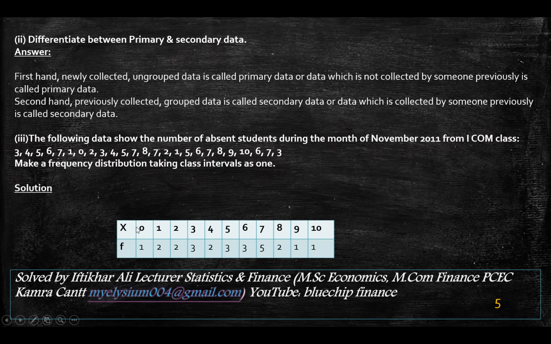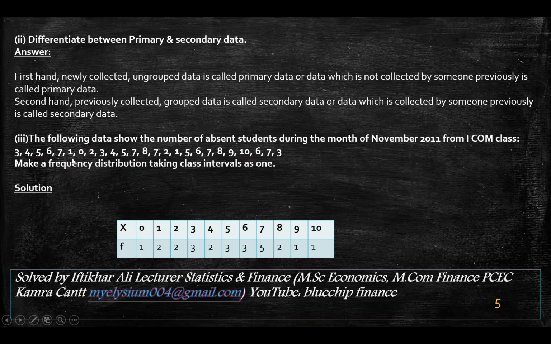So first of all, place these numbers as X, and in front of each number place the frequency. For example, 0 appeared one time, so frequency is 1. 1 appeared two times, so frequency is 2. Similarly, 2 appeared 2 times, so frequency is 2 and so on.